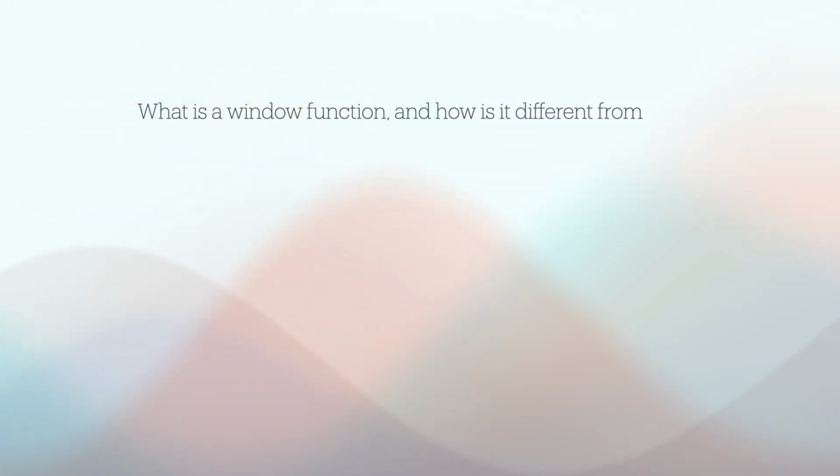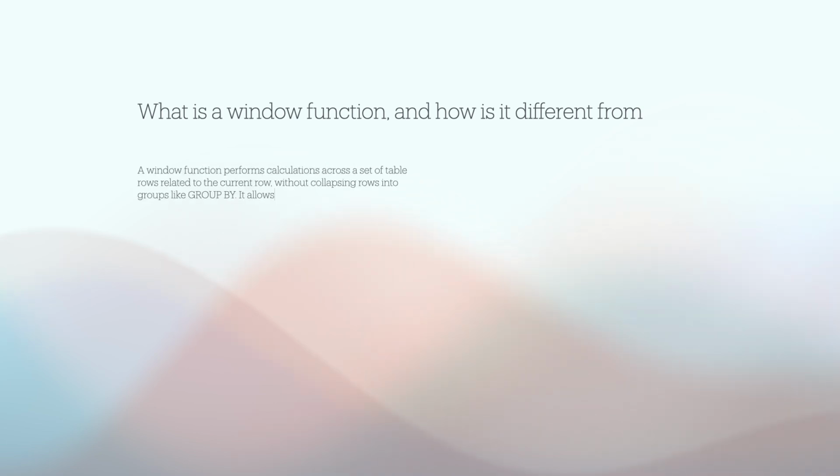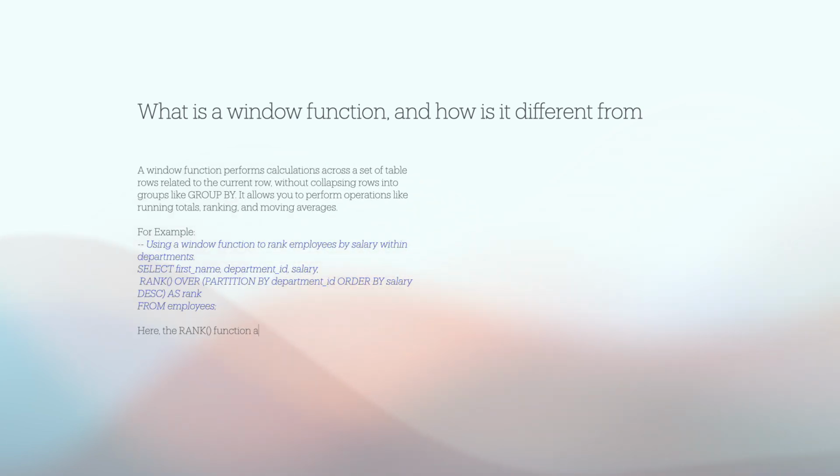Next is, what is a window function and how is it different from group by? A window function performs calculations across a set of table rows. We already know some of the window functions: rank, row number. There are many more. Let's see how it is different from group by.